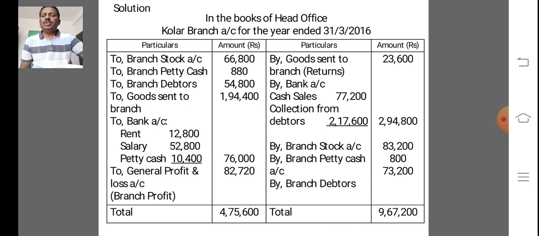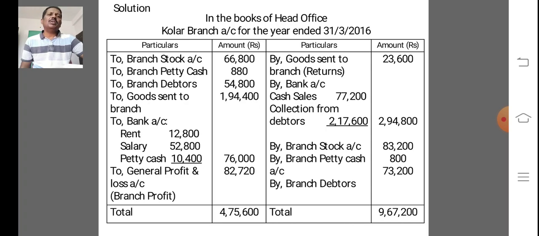And debit goods sent to branch account with the cost price of goods sent by head office to branch, that is 1,94,400, and debit the bank account with the amount of branch expenses met by head office: rent 12,800, salary 52,800, petty cash 10,400, total 76,000. And debit closing liability is nil.